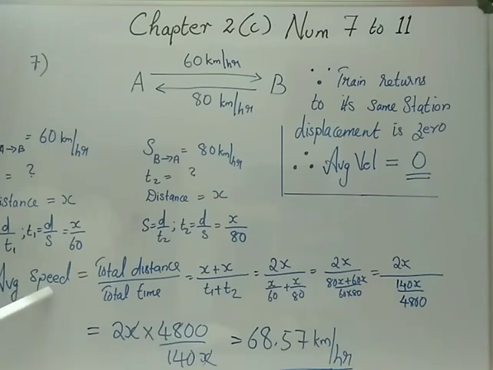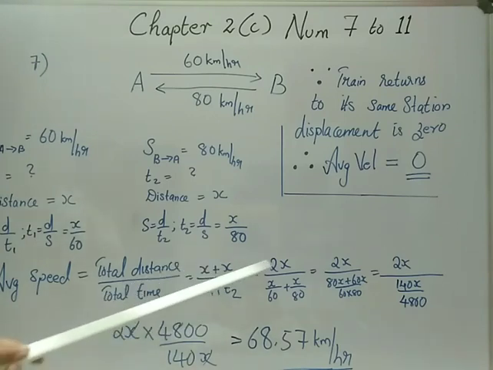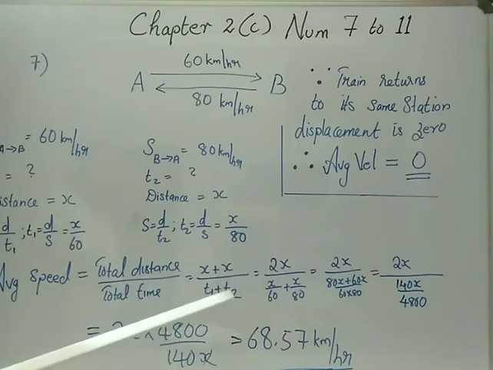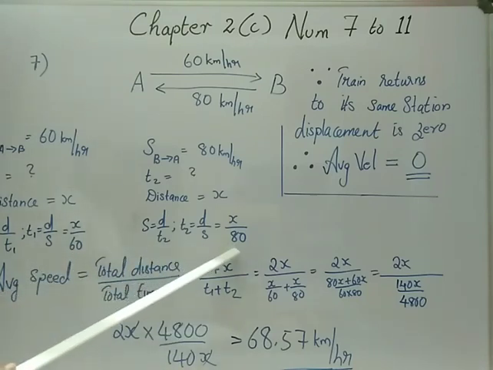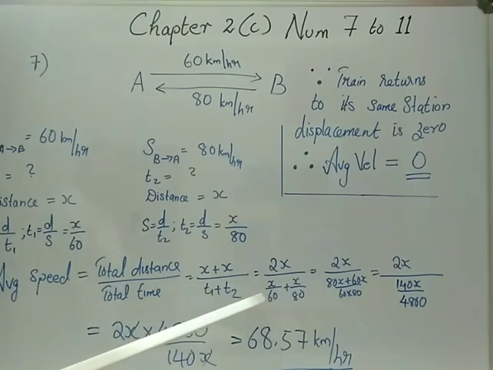Now we are applying the formula. Average speed is equal to total distance by total time. Total distance: from A to B distance is X, B to A is also X, so we can write X plus X. Now total time: T1 plus T2. Now we are going to substitute. X plus X is 2X. T1 plus T2, T1 is X by 60, T2 is X by 80. So X by 60 plus X by 80.